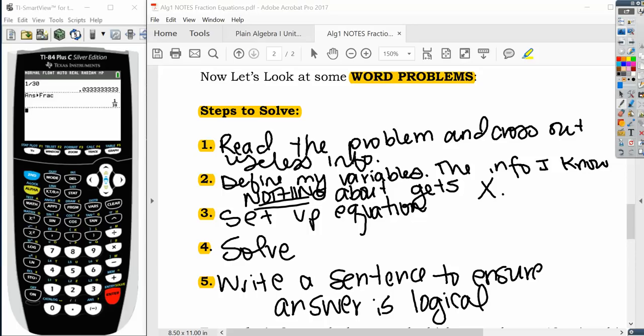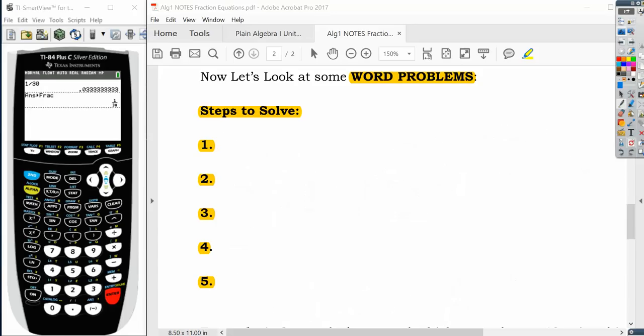If you were solving a problem and you were answering how old somebody was, and you solved for X and you got negative 4, is it logical to say somebody is negative 4 years old? No. So that's why we always write a sentence to help our brains.